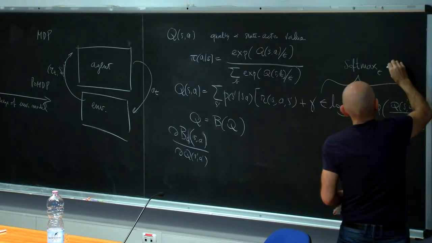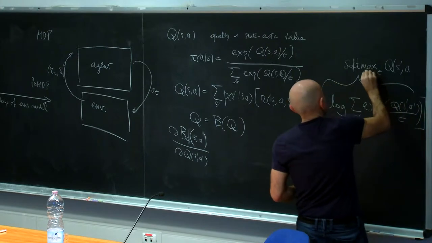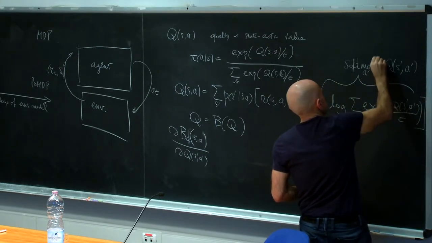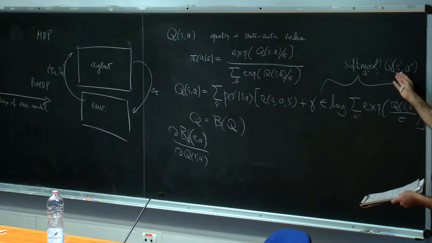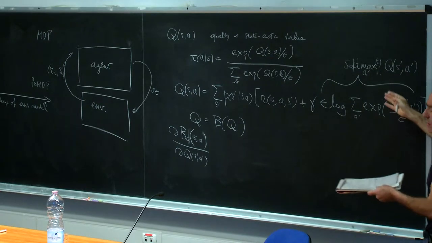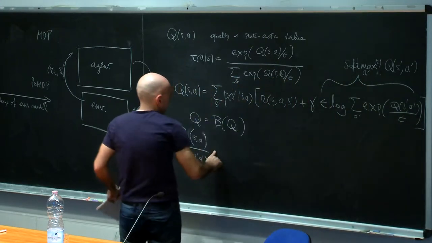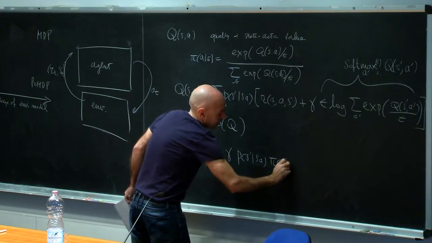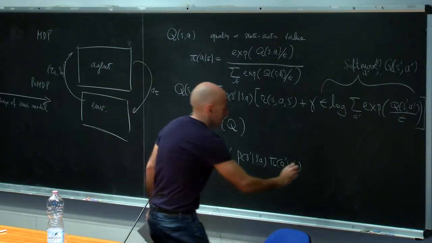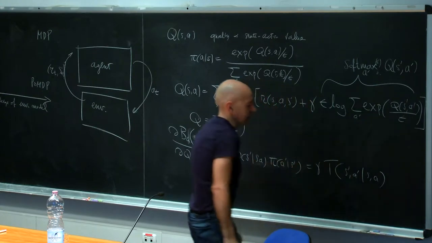regularized with epsilon, of your Q of S prime, A prime, it's the softmax over the actions A prime. And there is an epsilon here, to remember that it's soft with parameter epsilon. This is just the definition of the thing that you find below. So if you take the derivative of that, this gives you the policy. It's a simple calculation. We take the logarithm, this will fall down, and then you take the second derivative, and this will give you exactly pi. So it's easy to show that this object is just gamma, p of s prime given s, a, pi of a prime given s prime, which is nothing but gamma times the transition matrix, which sends you from a state action pair to a new state action pair.